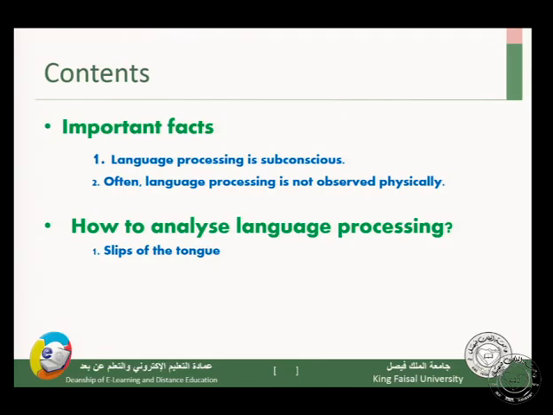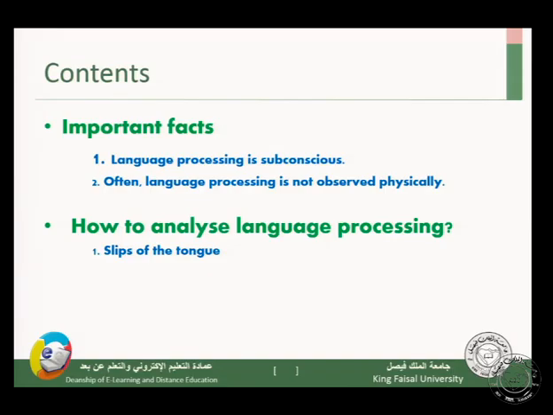The second fact we have for today is that often language processing is not observed physically. Again, you may ask at this point, what does this mean? What are the implications for this fact? We are going to discuss this in detail in the next few slides. The next thing we have for today is how to analyze language processing.